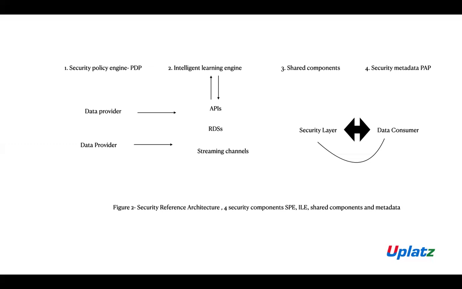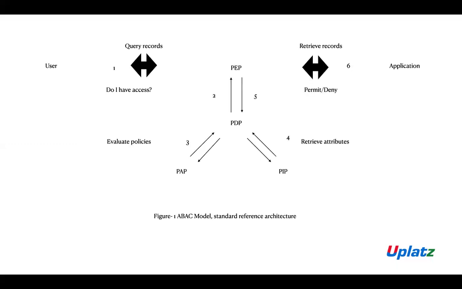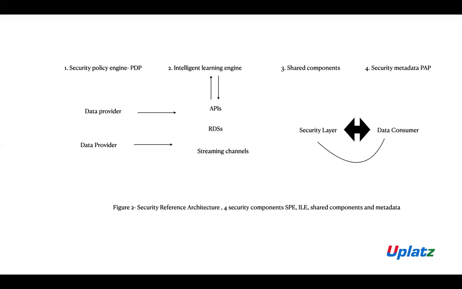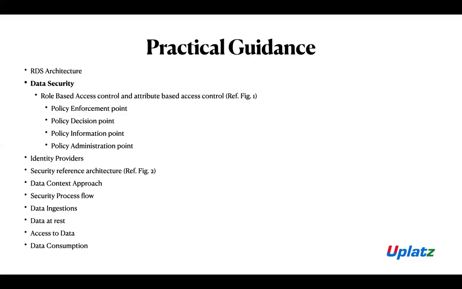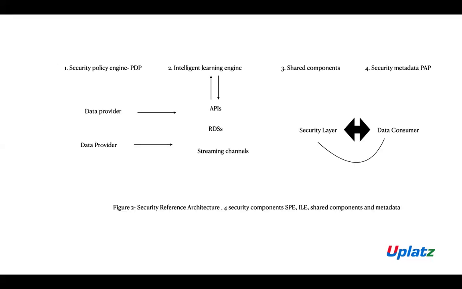To explain how it works, we have to look at this figure based on the security architecture which I have discussed earlier. The process of how data is ingested, validated, and consumed has several steps. So we'll go one by one. We have data ingestion, data at rest, access to data and data consumption, the four steps which we are going to discuss.